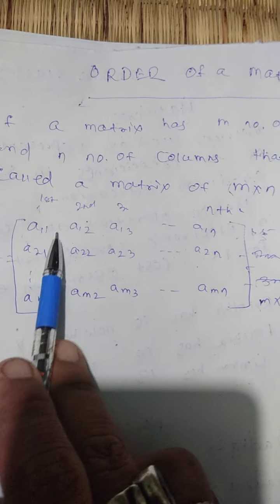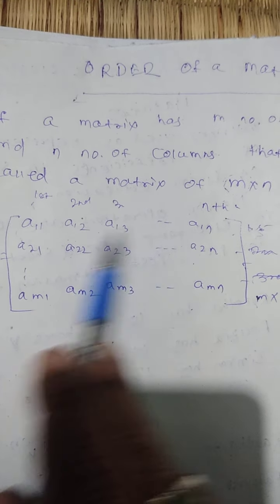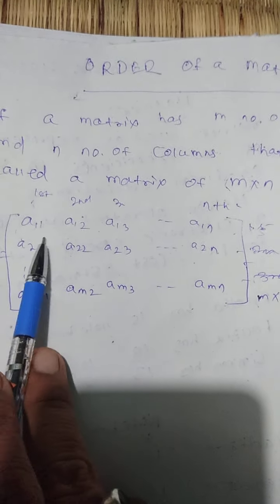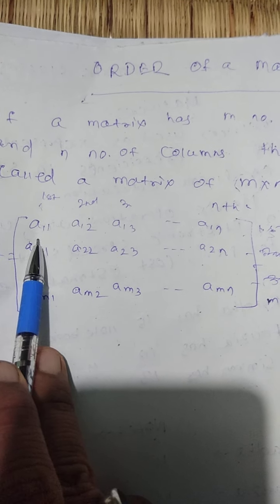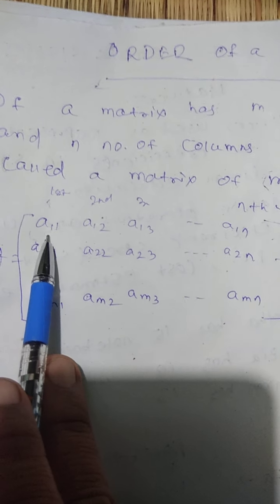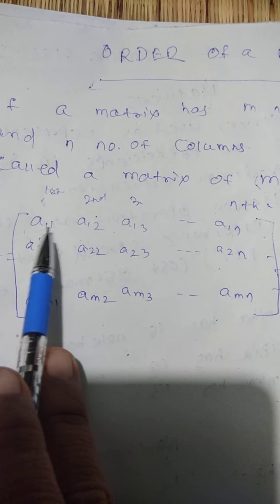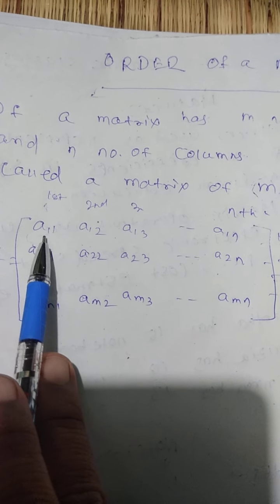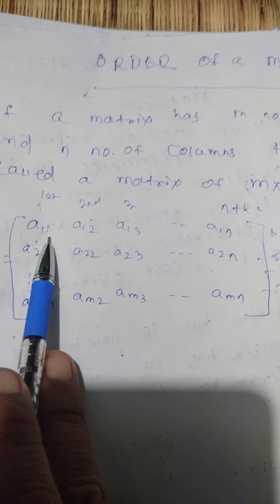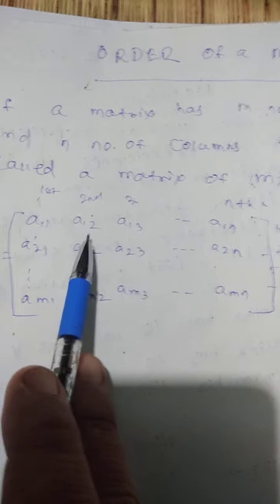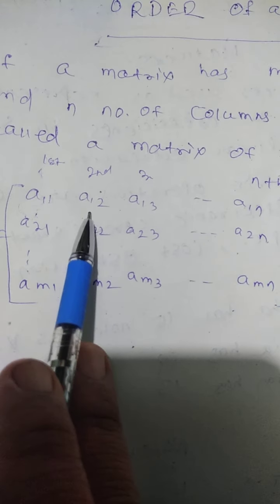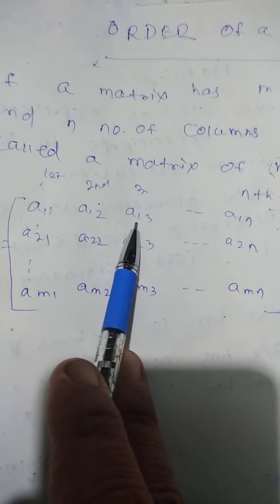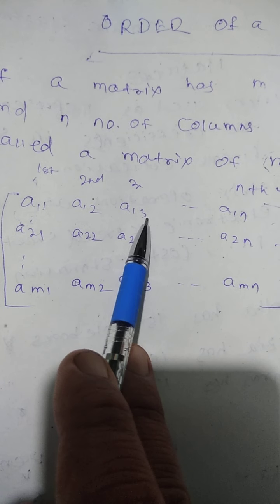So here A11, A12, A13, these are the elements. Already I have told you that these are the elements. So the first element is A11. See here, A11 means the first letter denotes the row and the second letter denotes the column. So A11 means the element of the first row with the first column. This is A12, the element of the first row and second column. This is A13, the element of the first row with the third column, and so on.